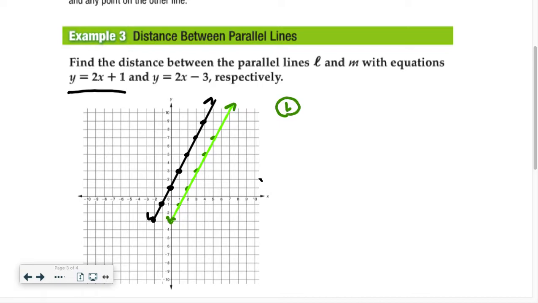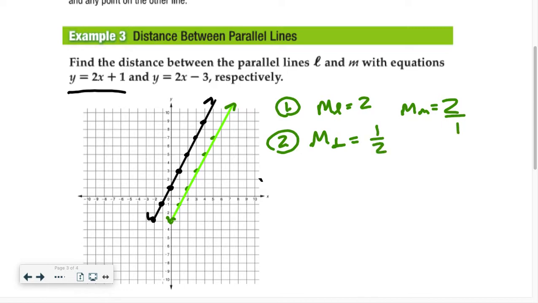So first step, the slope of the line L is 2, the slope of the line M is 2. They're the same slope, they're parallel lines. So let's find a slope, just like the last problem. We need a slope that's going to be perpendicular to these two. So again, think of them as a fraction, 2 over 1. Flip the fraction, change the sign. So the slope perpendicular to those would be -1/2, right?